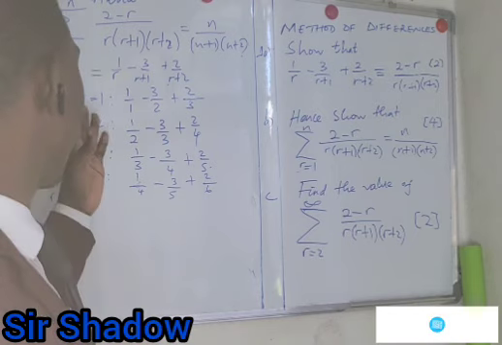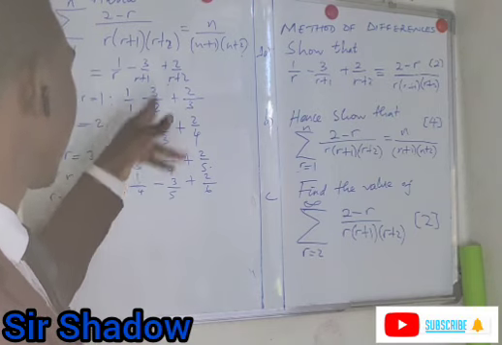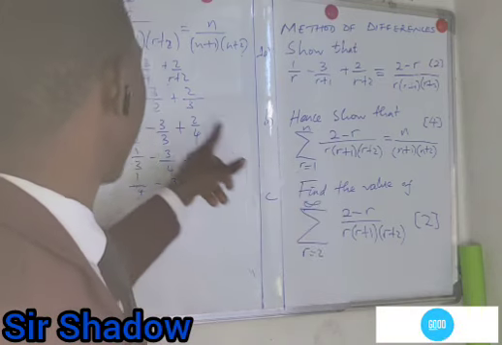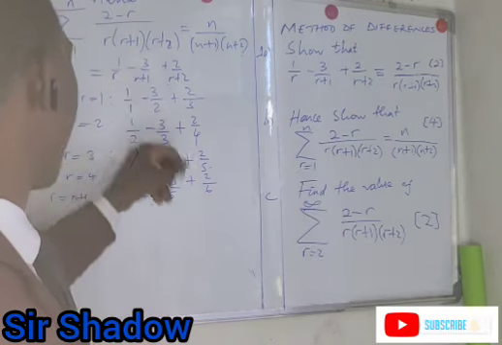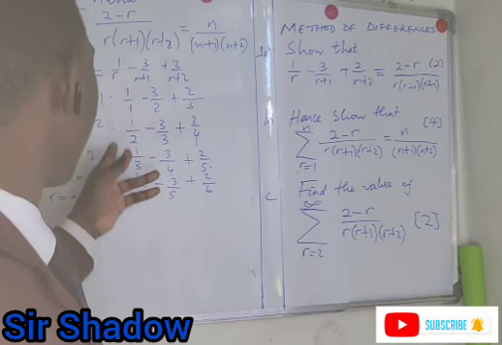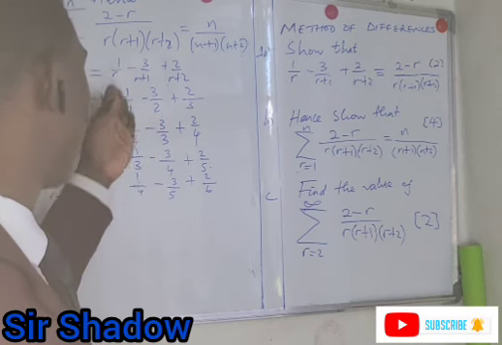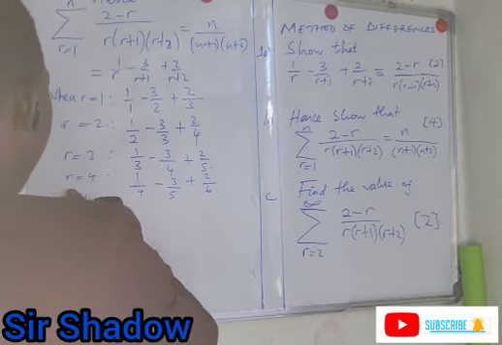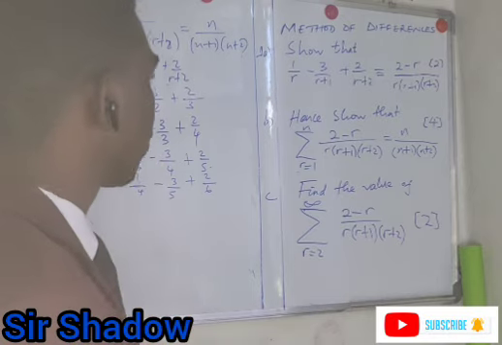Right. So we said when r is equals to 1 here. Since the lower limit is 1 up to the nth value, when r is equals to 1, right? Then r is equals to 2, then we substitute here. R is equals to 3, substitute here. R is equals to 4, then we substitute here.